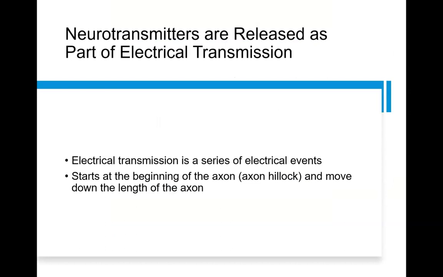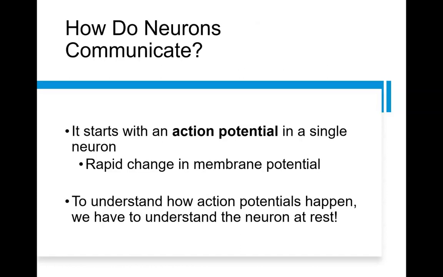So generally, neurotransmitters, which are going to be really important for understanding how drugs work, are going to be released as a part of electrical transmission. So electrical transmission is basically a series of electrical events that occurs within a single neuron. It's going to start at the beginning of the axon, where the axon meets the soma. The term that we use for this is called the axon hillock, and then that electrical transmission and these electrical events are going to basically move down the length of the axon.